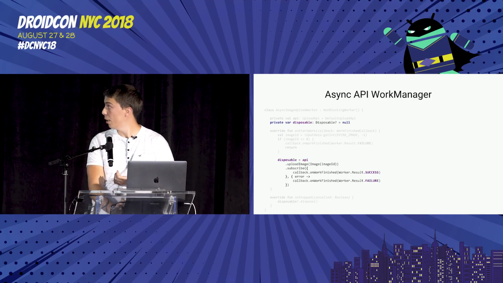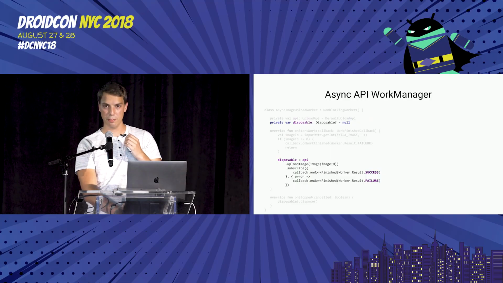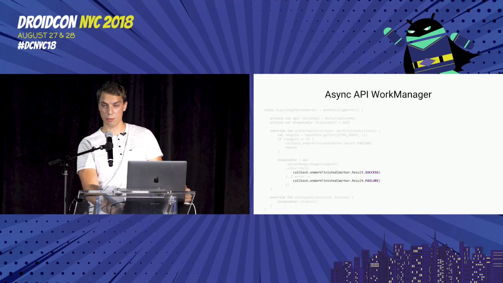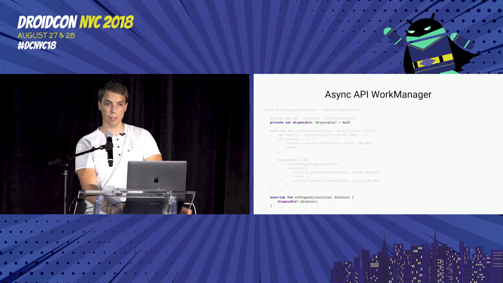And I'm doing this here. I'm calling my asynchronous API, and then I subscribe to the result, and I save the disposable even in a variable in case my job or my worker needs to stop earlier than expected. I can dispose the connection, and in the callbacks I just invoke this result callback from WorkManager, whether it was successful or failed. And like I said, there's an onStop method. If your worker needs to stop early, for example, because the device loses the network connection, then this method is called, and you can decide what you want to do there.